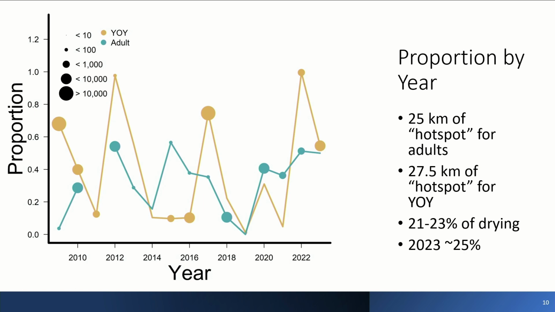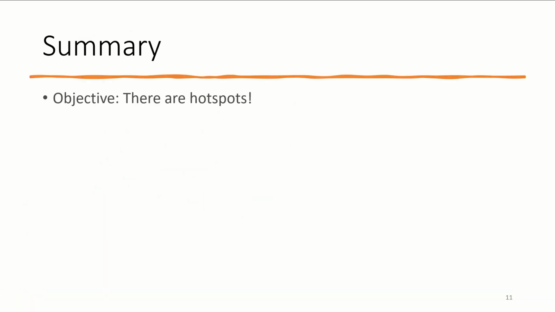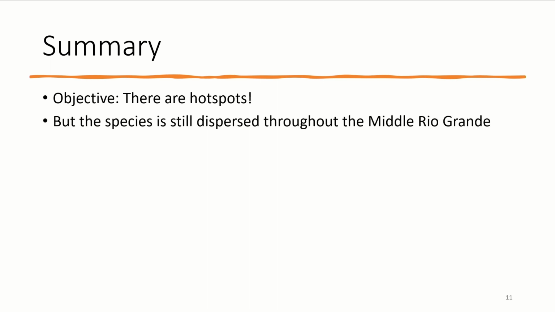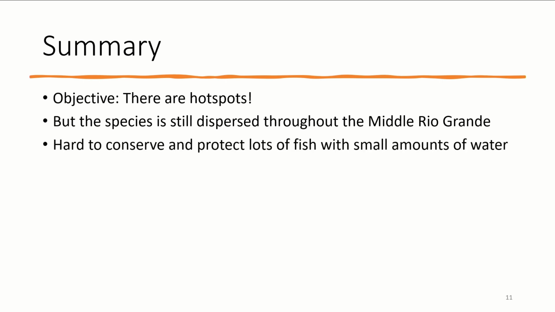So there are hotspots, and sometimes there are more fish in them. That's the good news. There are hotspots out there. There are areas that over the entire data set of 12 years or whatever it was, there are more fish. But it's still really widely dispersed. You look at 2018 and there were just fish up and down the entire river. So even though there is good news, you have to temper it a little bit by remembering that it's going to be really hard to conserve a lot of the fish if you're only talking about small amounts of water.